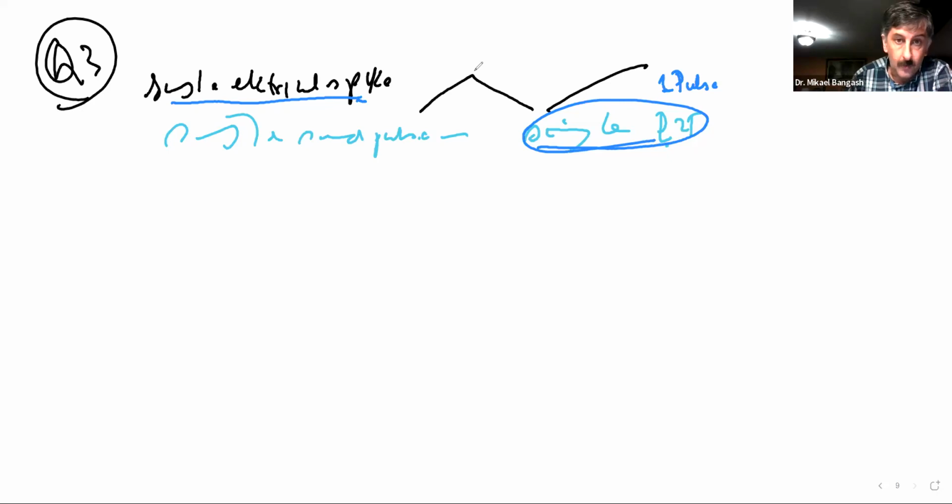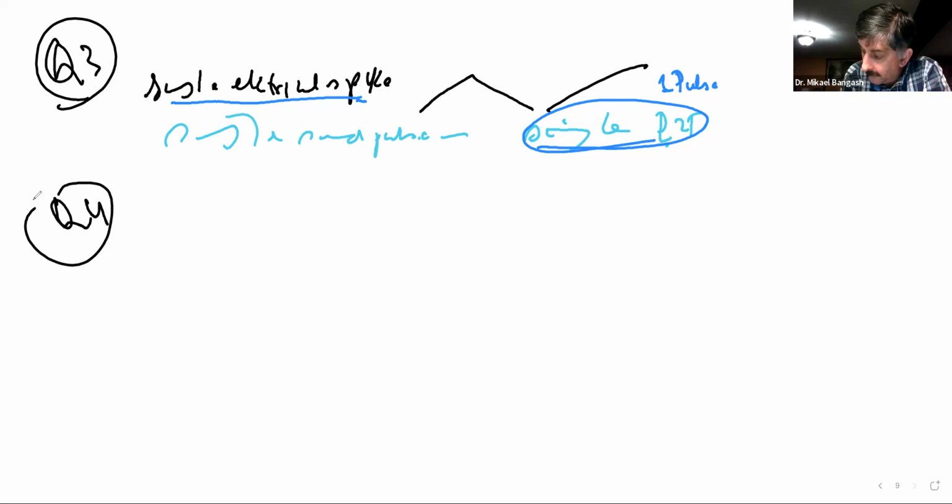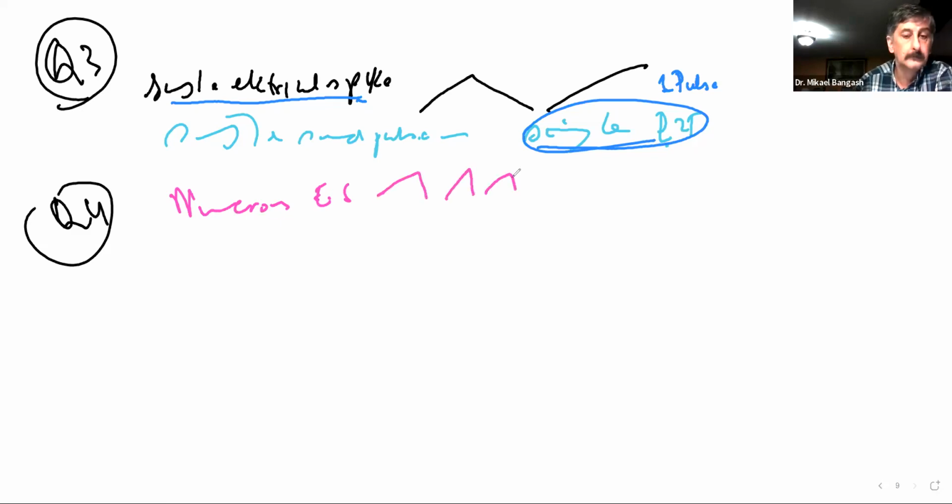Now question number 4 reads, this type of pulsar generates numerous electrical spikes. Now once we see numerous electrical spikes, what does that tell you? I guess multiple channels.